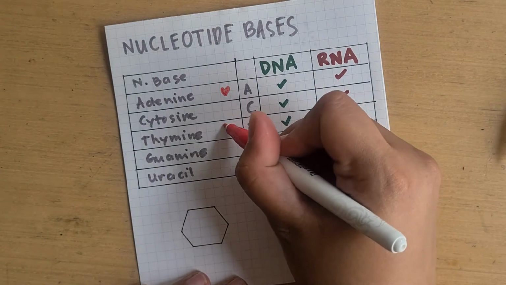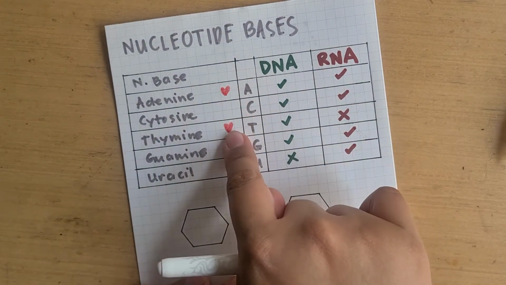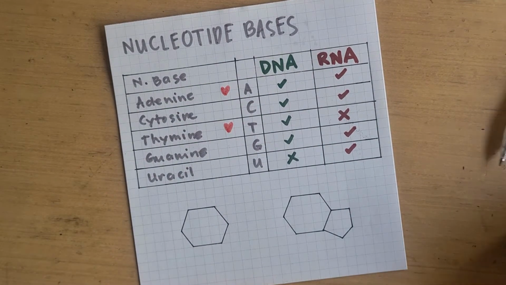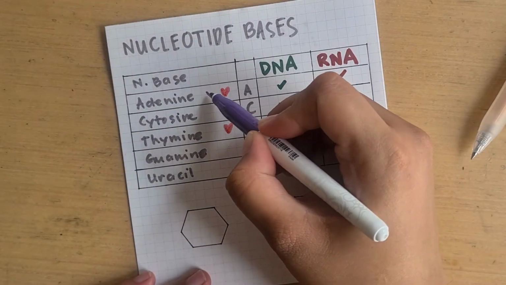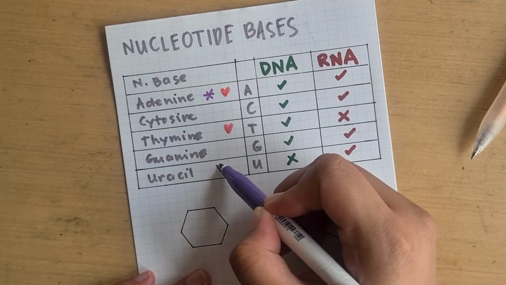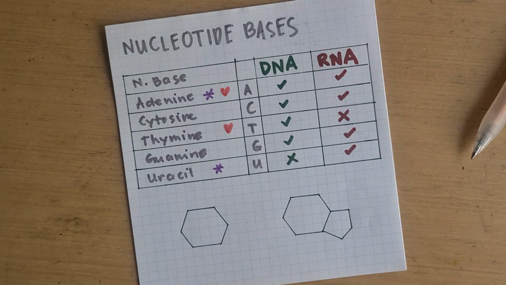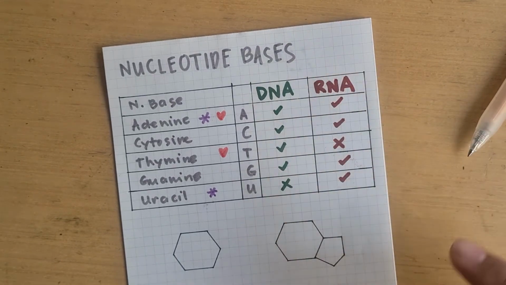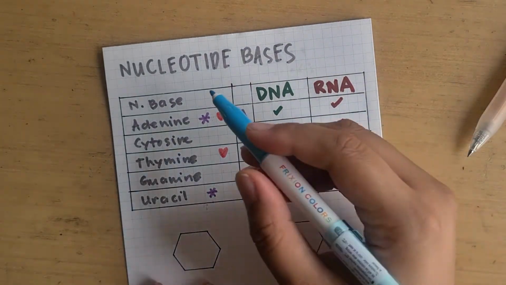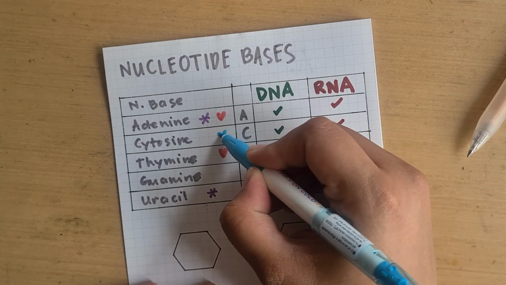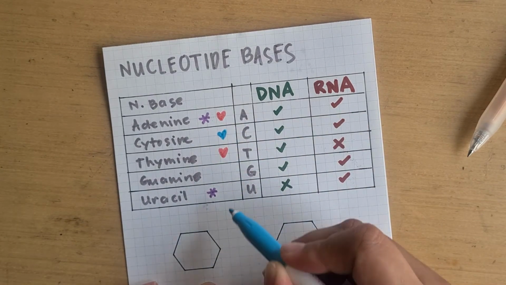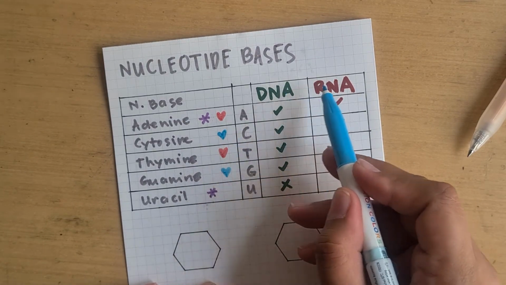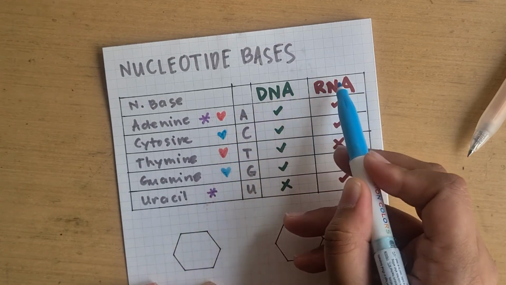The matching hearts of adenine and thymine just show you that they are the complementary nucleotide bases for DNA, but the violet star drawn right now shows that adenine and uracil are the ones that are paired in an RNA. The blue hearts drawn beside cytosine and guanine show that they are the complementary pair for both DNA and RNA.